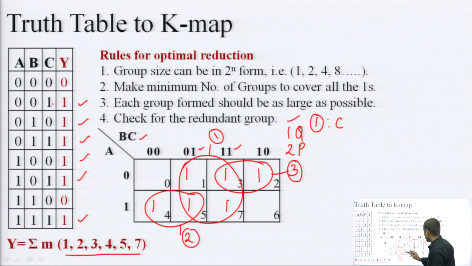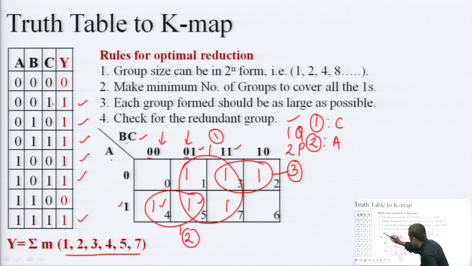Then I can check the second one. These 2 ones, this one and this one, are having this 1 in common, and this 1 corresponds to A. That means, for this second group from the row side I am getting the variable A, and if I check the 2 columns which are associated with this group 2, I can see that the first 0 is common, which corresponds to B, and B is 0, that means B bar. So, the resultant for this second group becomes A B bar.